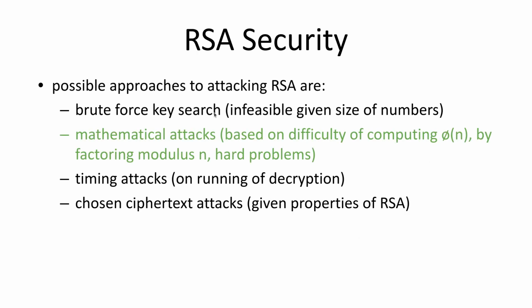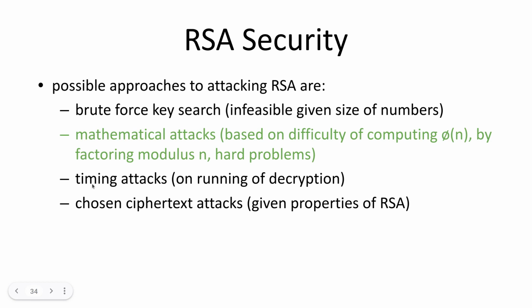Okay. Now the security. Brute force is one method of attack, and this is infeasible because of the large size of the numbers. Another method of attack is mathematical attacks, and that is done by factorizing. And since factorizing is a hard problem, it is not possible to do that also. We will look at the different possibilities of mathematical attacks in the next slide.